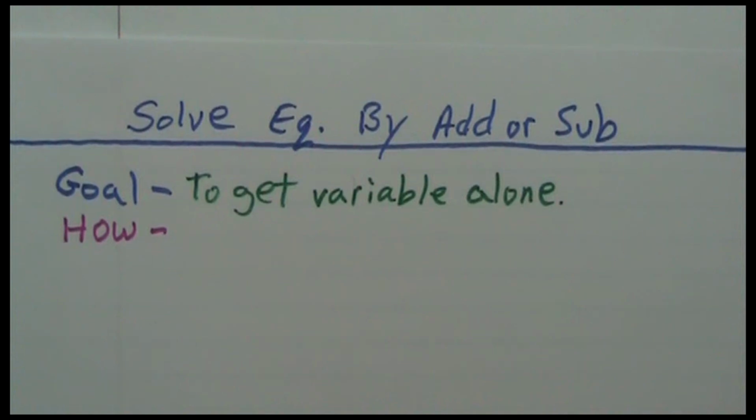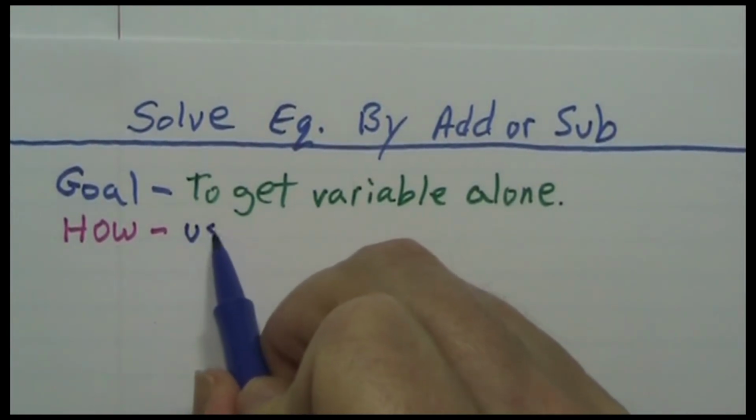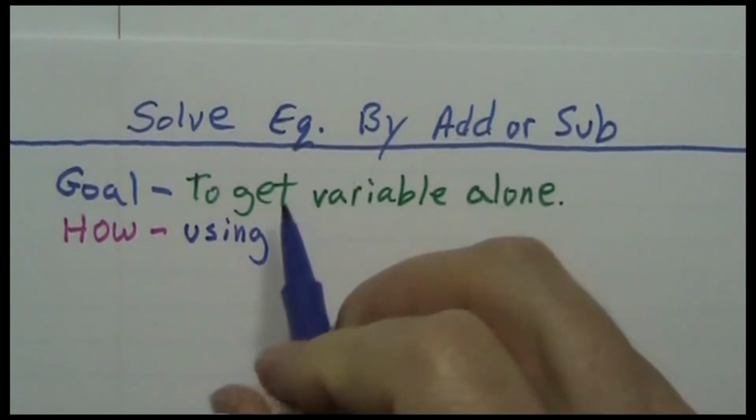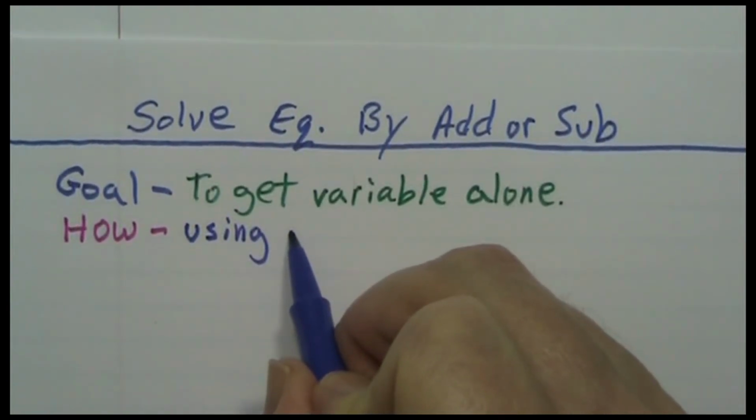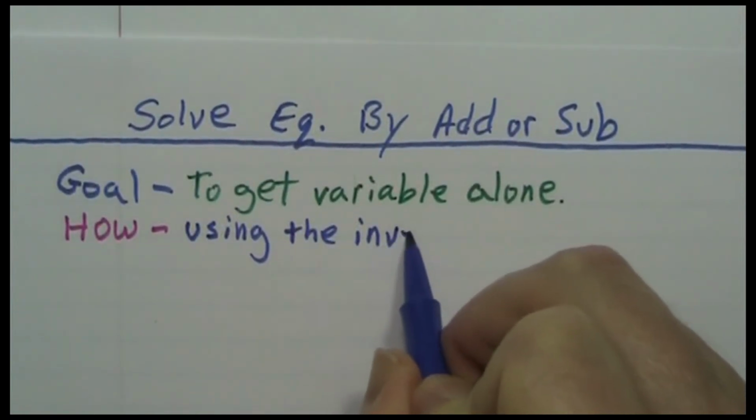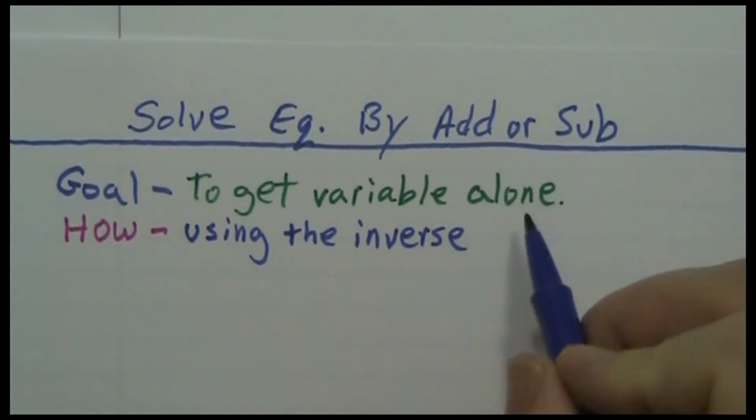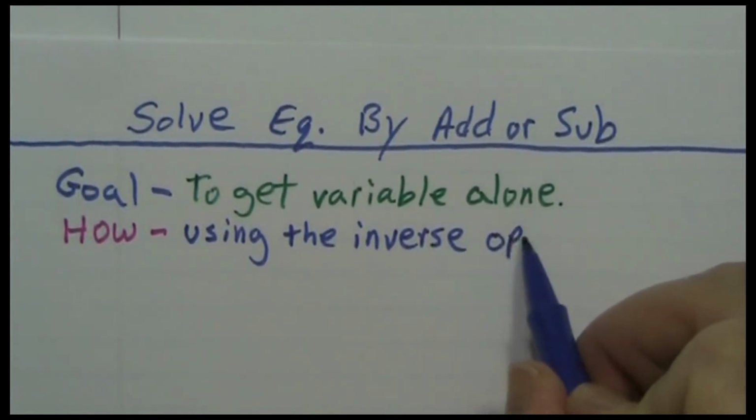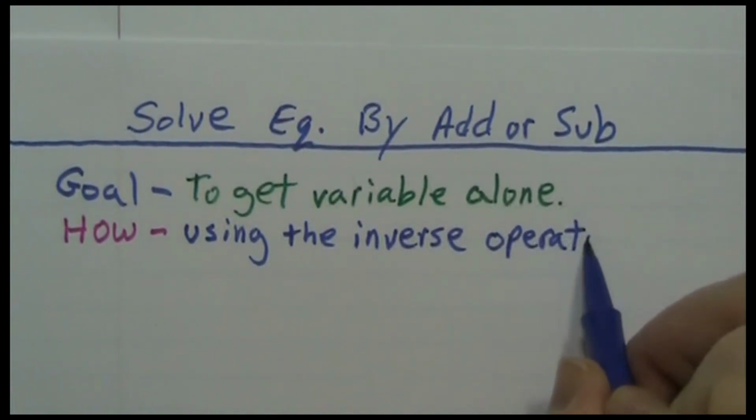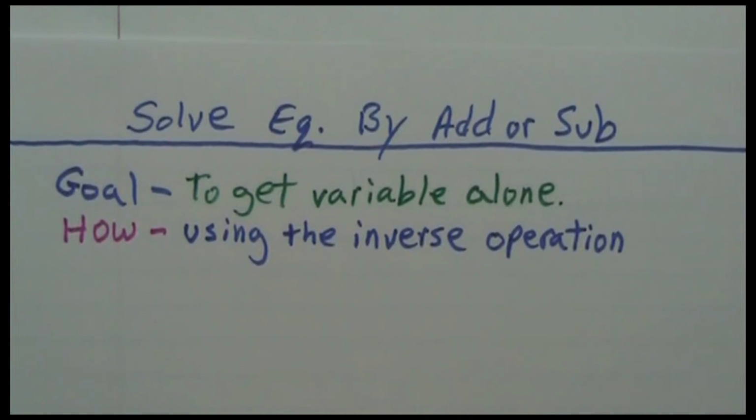And how are we going to do that? How are we going to get the variable alone? Okay, we're going to do that by using the inverse operation. By using the inverse operation.